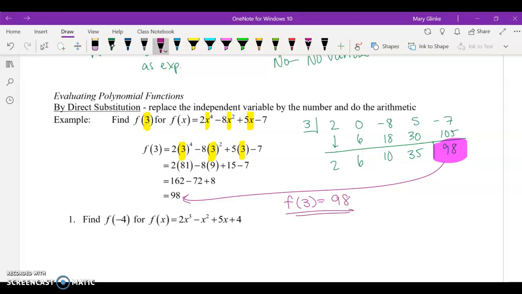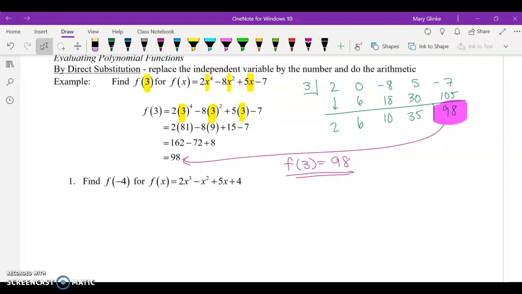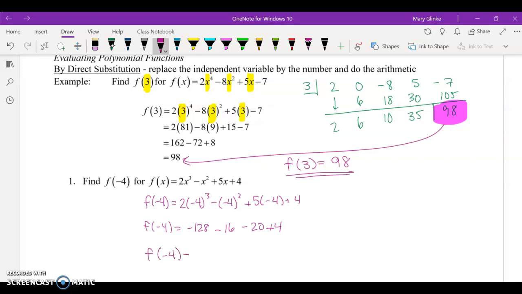You tend to work sometimes with smaller numbers if you do it that way, but you can honestly do this problem either way. Okay, so for this next one, we're going to find f of -4. You can plug it in directly if you would like, or you could use synthetic substitution. Doesn't matter, either way you'll get the same answer. So we're going to simplify. 2 times -64 is -128, minus 16, minus 20, plus 4. So f of -4 in this case is -160.